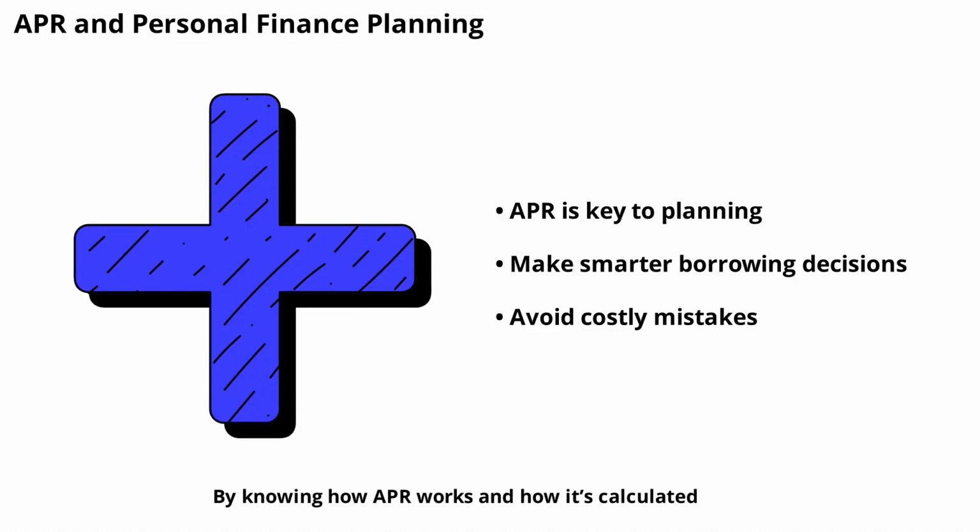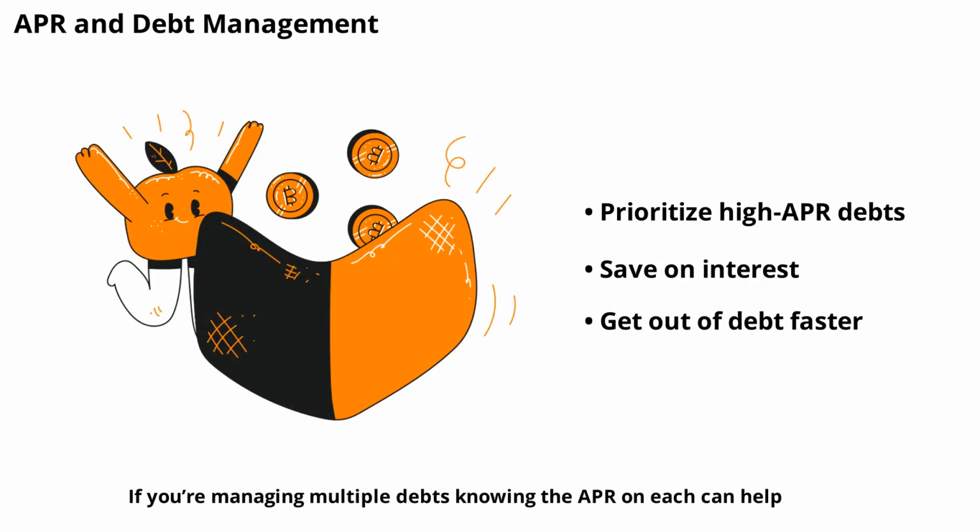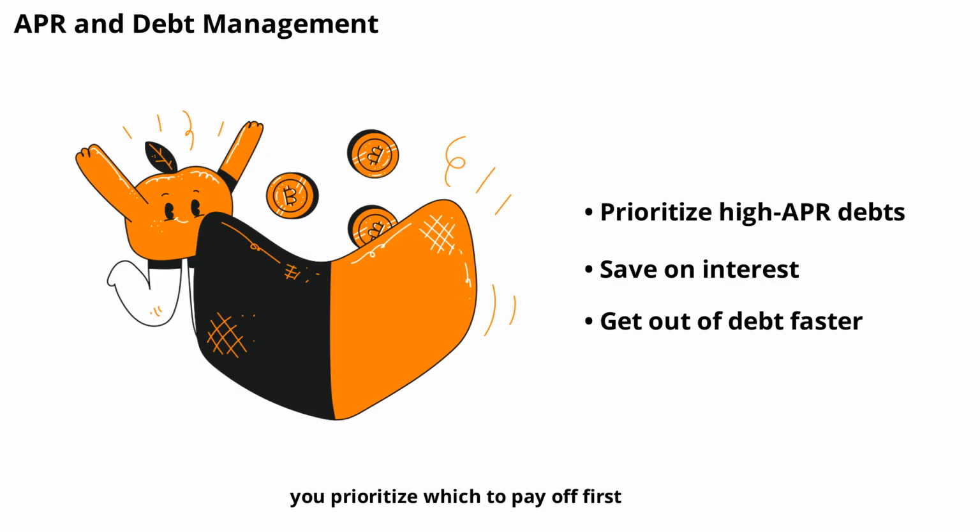By knowing how APR works and how it's calculated, you can make smarter decisions about borrowing, budgeting, and managing debt. Always factor APR into your financial plans to avoid costly mistakes. If you're managing multiple debts, knowing the APR on each can help you prioritize which to pay off first. Focus on paying down debts with the highest APRs to save money on interest and get out of debt faster.